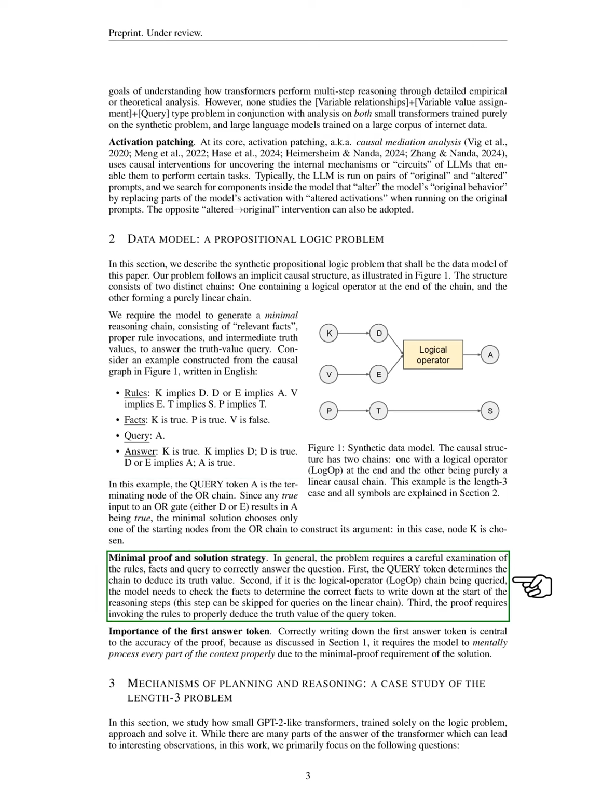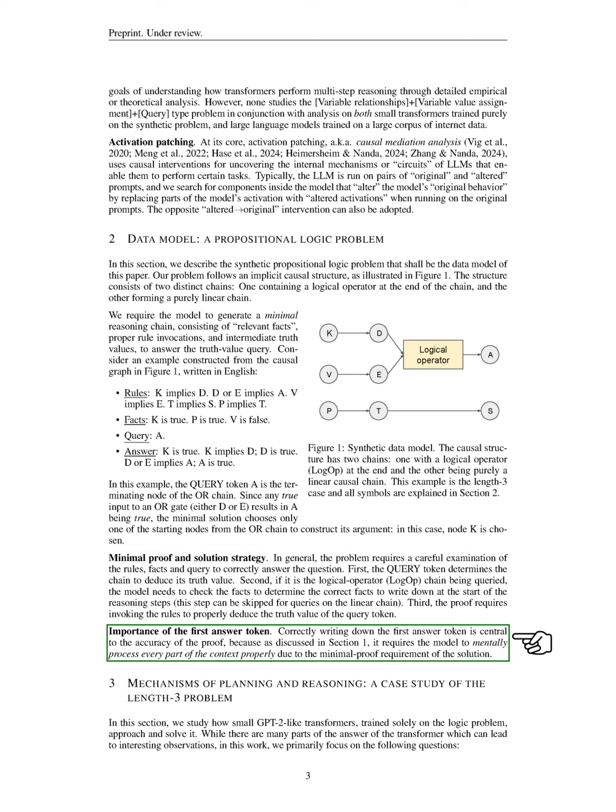To find the minimal proof and solution strategy, we must carefully analyze the rules, facts, and query. First, the query token helps us identify the chain needed to deduce its truth value. If we are querying the logical operator chain, we check the facts to determine the correct starting points for our reasoning. This step is not necessary for the linear chain. Finally, we invoke the rules to deduce the truth value of the query.